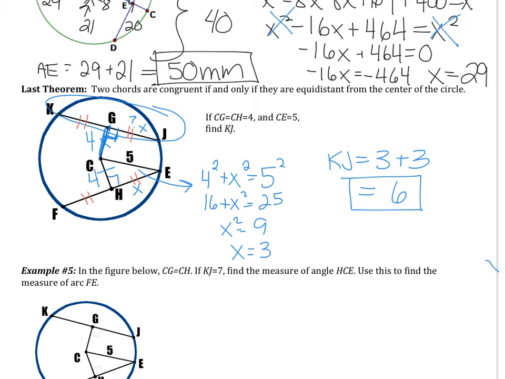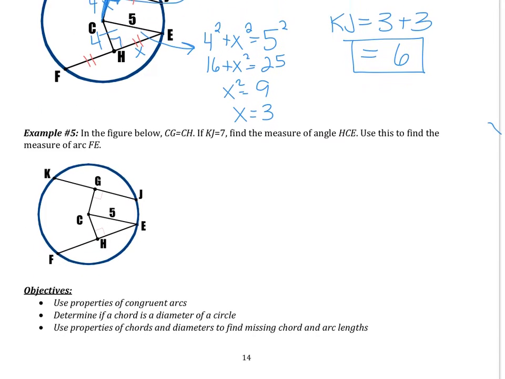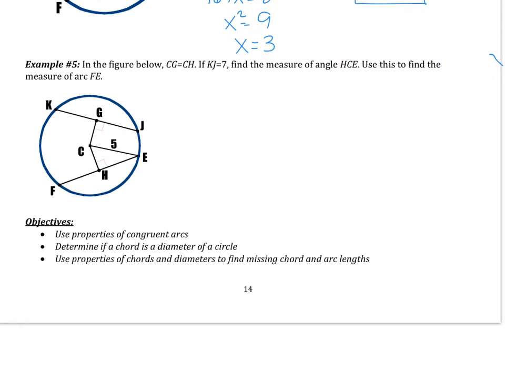Okay, last example that I'm going to do with you guys is example 5. In the figure below, CG is equal to CH. If KJ equals 7, find the measure of angle HCE. Use this to find the measure of arc FE. All right, so there's quite a few things going on here. First of all, let's mark what's congruent in the picture.